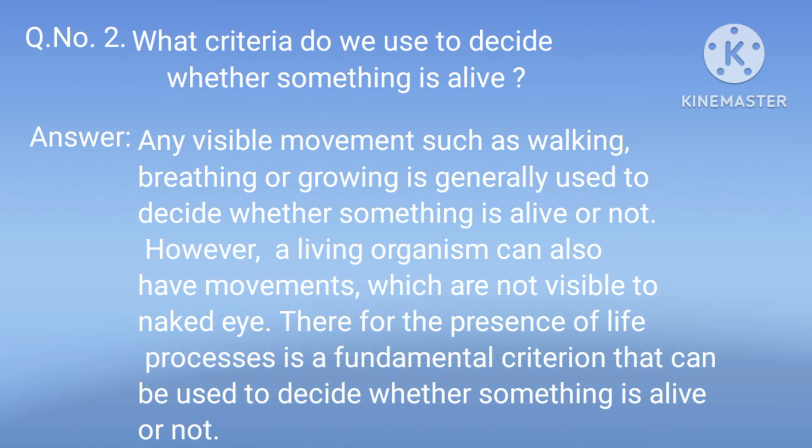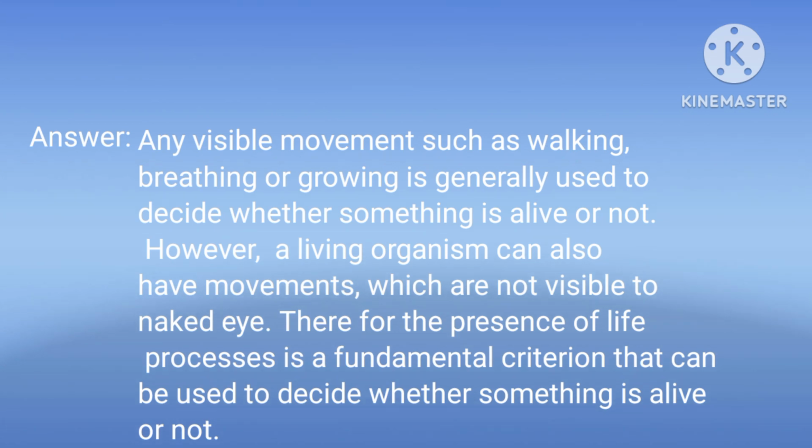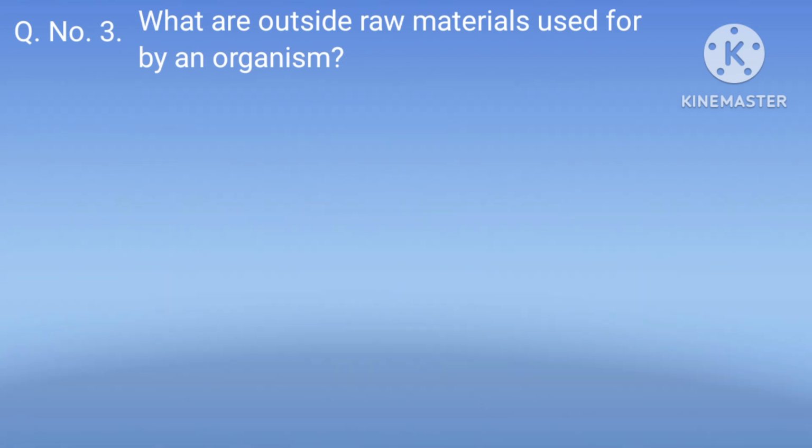Question number 2. What criteria do we use to decide whether something is alive? Answer. Any visible movement such as walking, breathing or growing is generally used to decide whether something is alive or not. However, a living organism can also have movements which are not visible to the naked eye. Therefore, the presence of life processes is a fundamental criterion that can be used to decide whether something is alive or not.